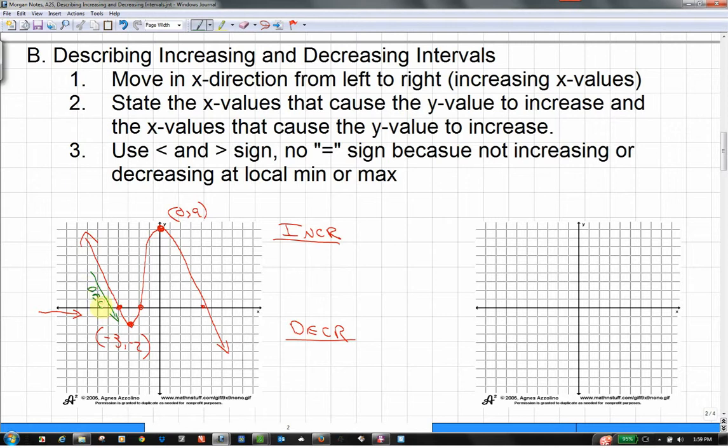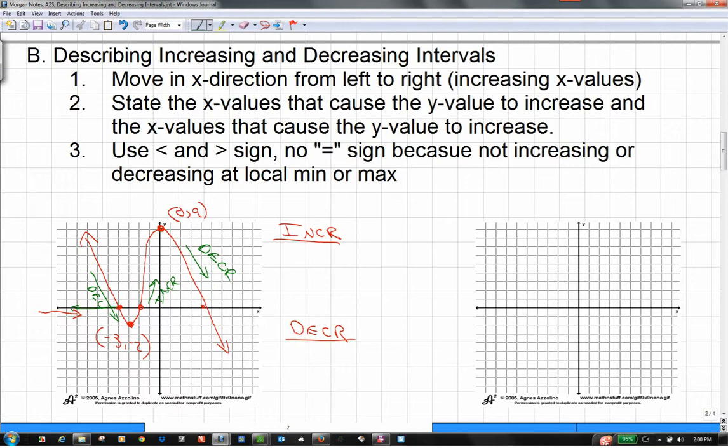Then as soon as I hit the bottom, I start going back up. That'd be an increasing interval. Then I hit this top part, and I'm going back down again, decreasing. At the turning points, I'm not increasing or decreasing, so I'm not going to use those. So how I would specify this is anything that's out here, I'm actually going downhill.